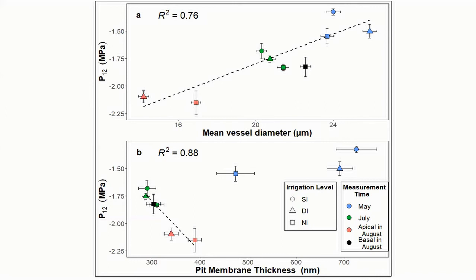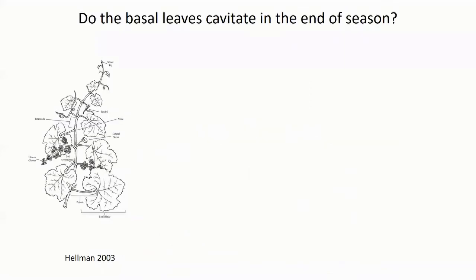Okay, now there's still a very important question yet to be asked: did we have cavitation in the field? Basically, what I showed you is that the basal leaves were more vulnerable to cavitation, and the apical leaves less vulnerable. So maybe by the end of the season, the basal leaves cavitated. That's a possibility.